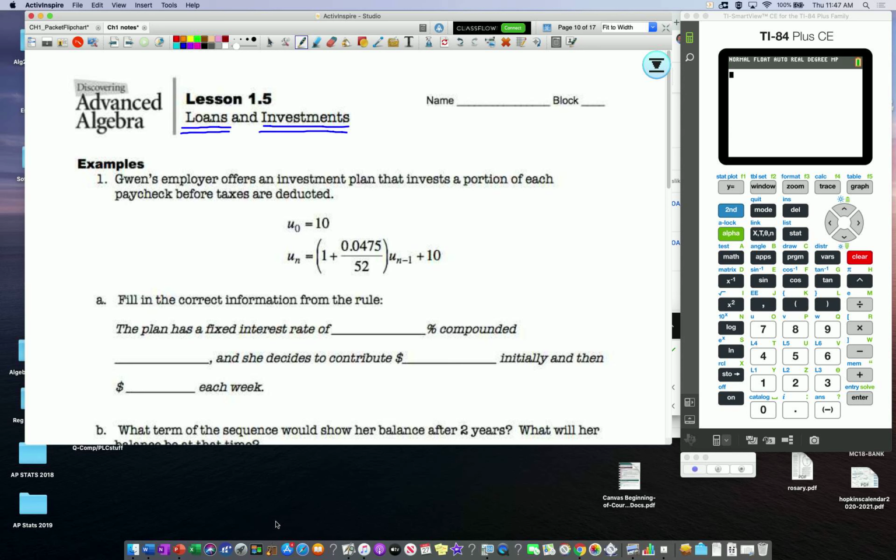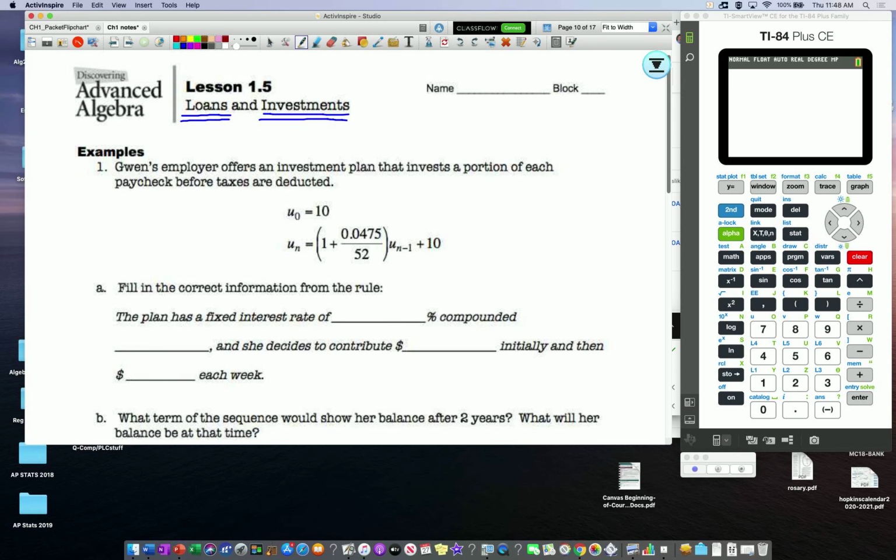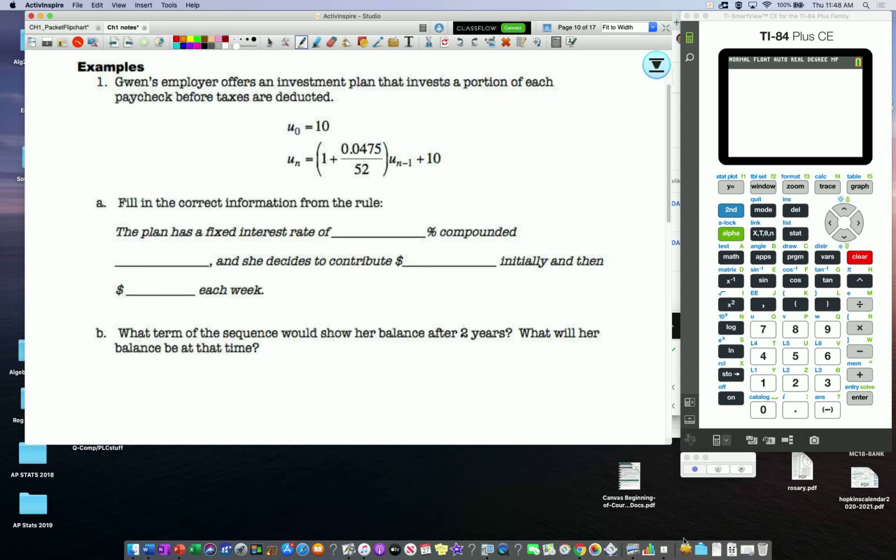So here we go, first problem. It says, Gwen's employer offers an investment plan that invests a portion of each paycheck before taxes are deducted. So she starts by investing U sub 0 equals $10. U sub n equals (1 plus 0.0475 divided by 52) times U sub n minus 1, plus 10. Wow, we got all these numbers, and we have to figure out what these numbers represent. Once you have these numbers figured out, this is so much easier to do.